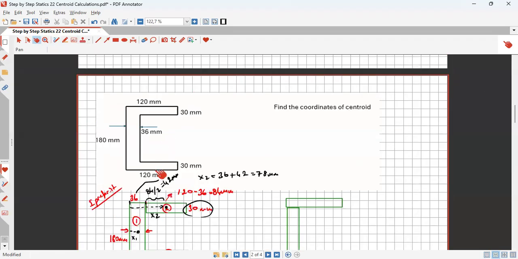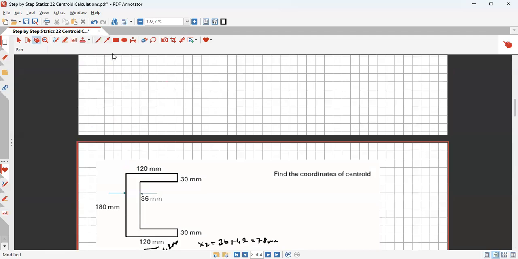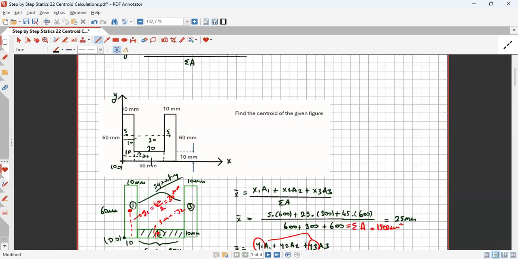also the y coordinates, x coordinates, we can find here, but it is symmetrical with respect to the x-axis, as shown in the figure. Where can I find? This figure is symmetrical here. It means our y coordinate is equal to 90 millimeter. This figure is also symmetrical with the y-axis.